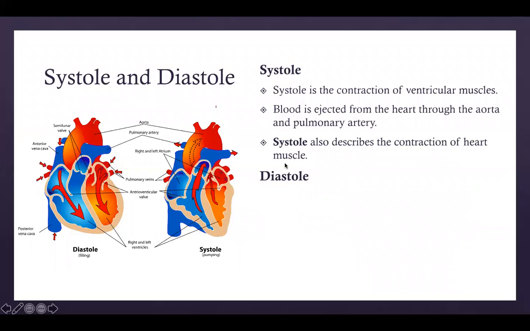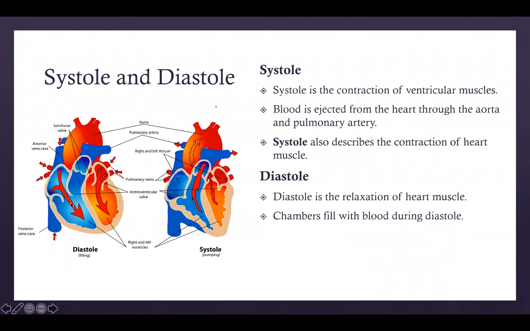Systole also describes the contraction of heart muscles. So your ventricles here are in systole, they are contracting. Whereas the opposite, diastole, is the relaxation of heart muscles. So you can see that everything's nice and relaxed. Here, blood is filling in through the chambers. It's coming in through the vena cava here. It's coming in through the pulmonary veins. And then when heart muscle is relaxed, we can say that it's diastole. So we've kind of got these two general phases to describe the cardiac cycle.